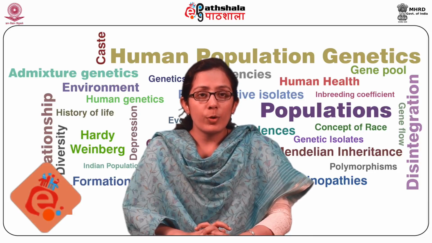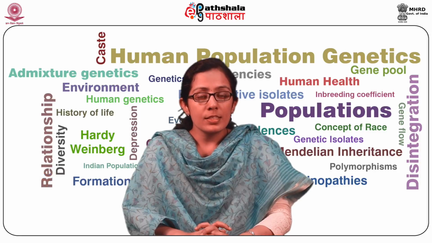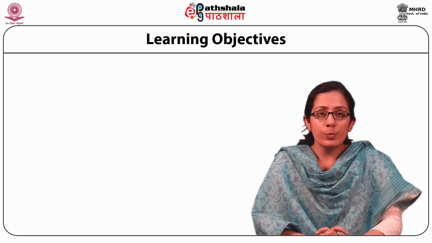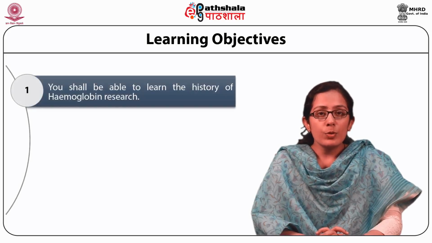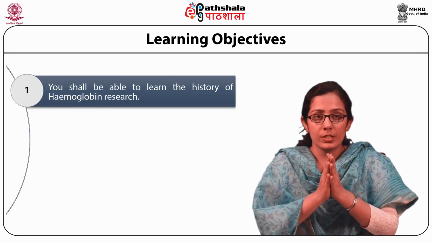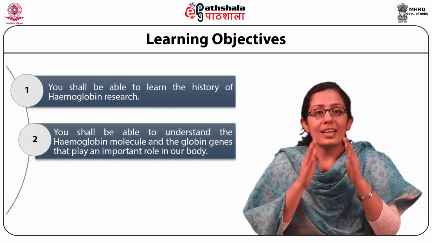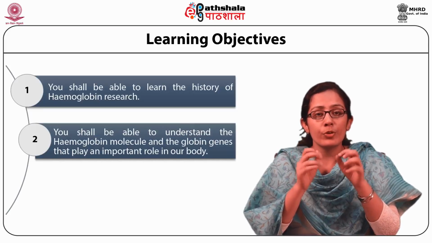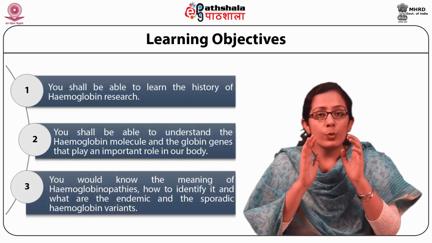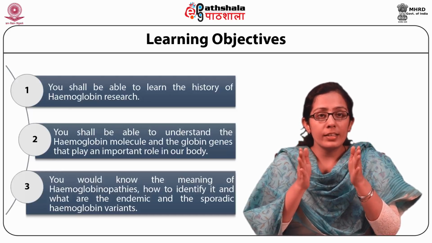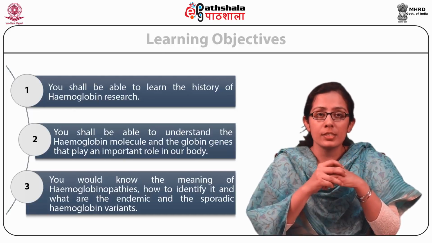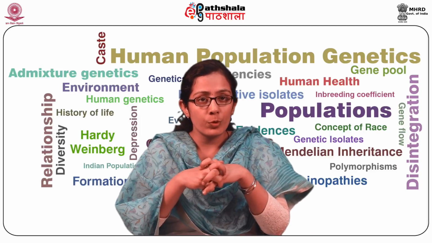Today we will start with the module Haemoglobinopathies from the paper Human Population Genetics. The learning objectives of this module are: you shall be able to learn the history of hemoglobin research. You shall be able to understand the hemoglobin molecule and the globin genes that play a very important role in our body. And you would also know the meaning of haemoglobinopathies, how to identify it, and what are the endemic and sporadic hemoglobin variants. So let's start with the introduction of hemoglobin.